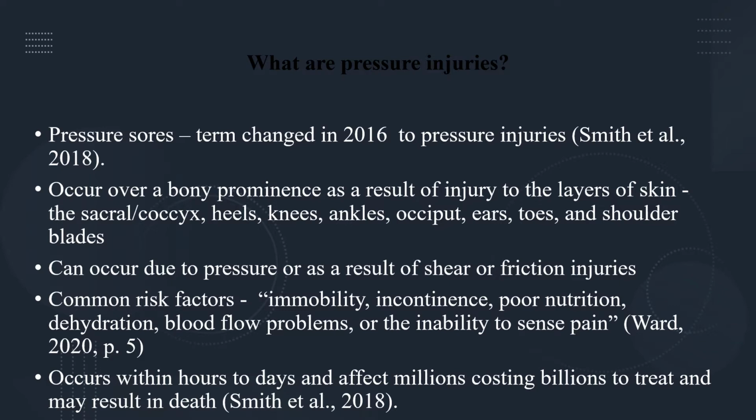They can occur due to pressure or as a result of friction or shear injuries. Some common risk factors include immobility, incontinence, poor nutrition, dehydration, blood flow problems, or the inability to sense pain. They can occur within hours to days and affect millions, costing billions to treat and may result in death.